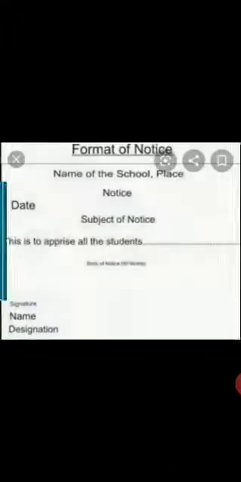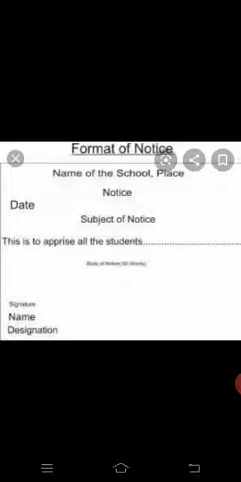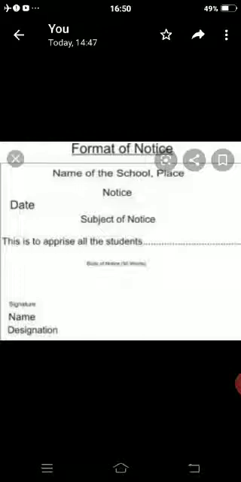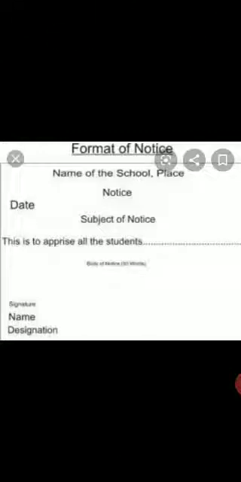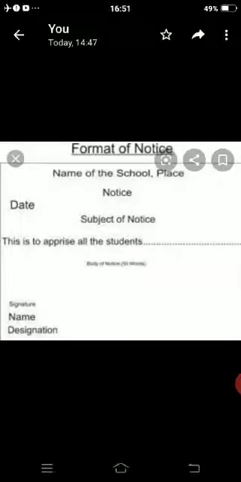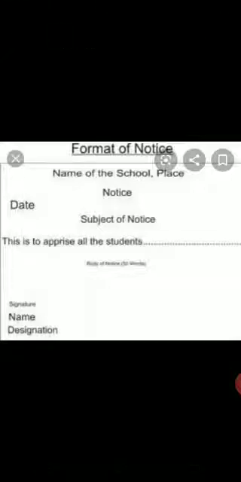And its format you can see here. First of all, the name of the school or the organization comes on the top left-hand side. Then there should be some space, and the word notice should be there. On the left-hand side of it, the date is to be written. When you are writing the date, the month should be in words. Then there should be some space, the subject or title should be there, and then the content should be started.